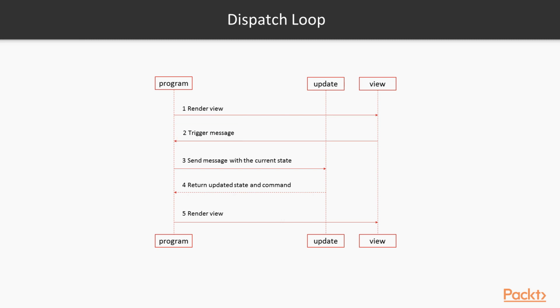This message is intercepted by the program, which is our dispatch loop, and sent to the update function along with the current state. The update function processes the message as well as the state and returns another state along with an optional command. And finally, the program, if a command is returned, processes the command and generates further messages, or by using the updated state, it renders another view.